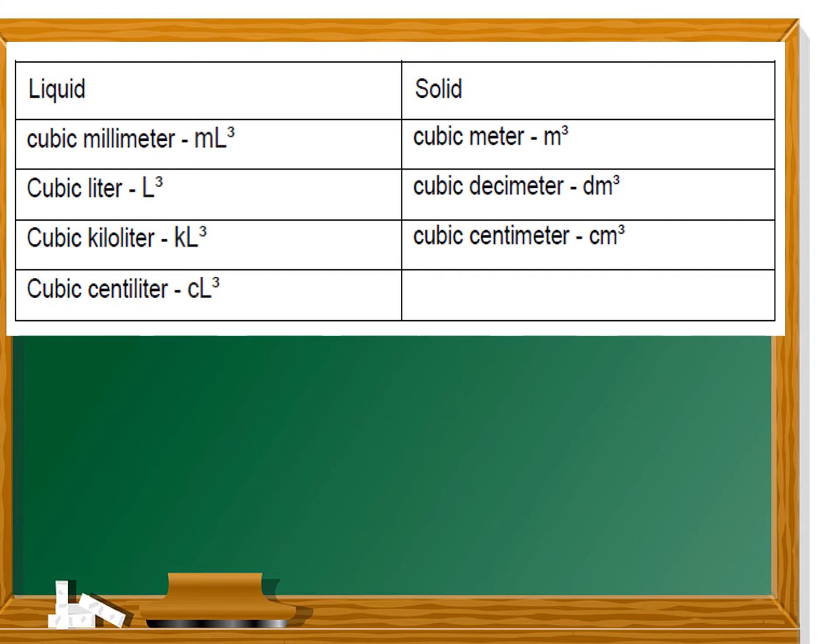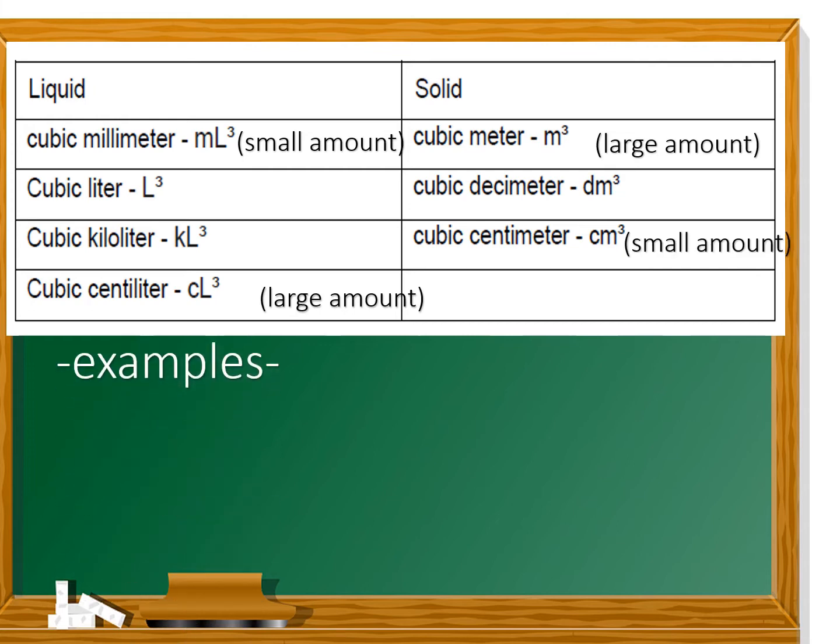For the liquid, we have cubic millimeter or ml for small amount, cubic liter, cubic kiloliter, cubic centiliter for large amount. For solid, cubic meter. For large amount, cubic decimeter, and then cubic centimeter for small amount.